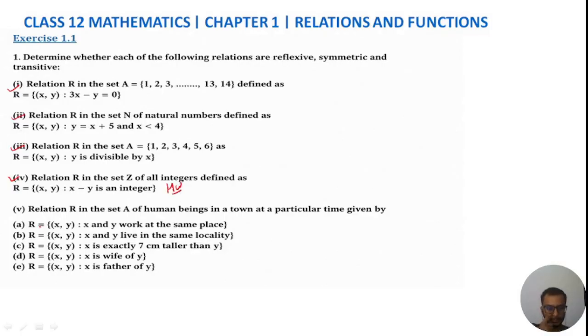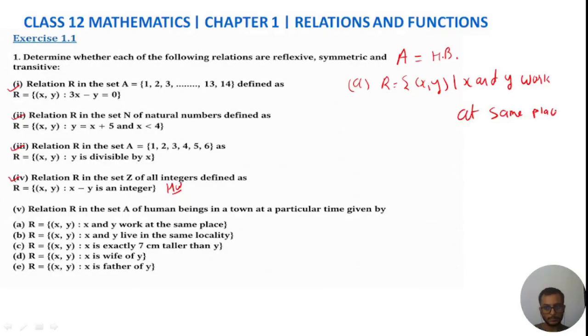What is the fifth saying? A relation R in set A of human beings. Our universal set A is defined as the set of human beings. HB stands for human being. And we are given R, if I do one of the questions from this, suppose I do the first one, R is given as the elements (x, y) such that x and y work at the same place. Okay, so let's see whether R is reflexive, symmetric and transitive or not.